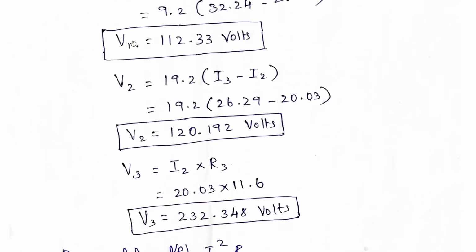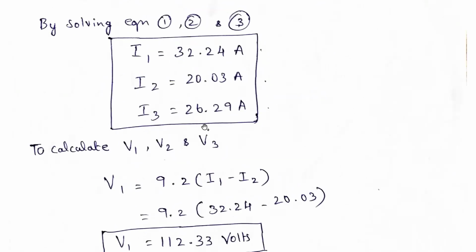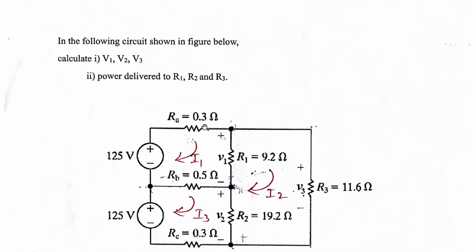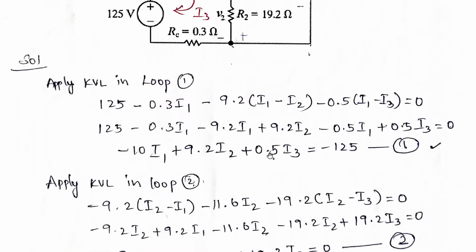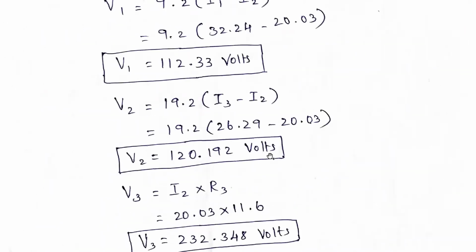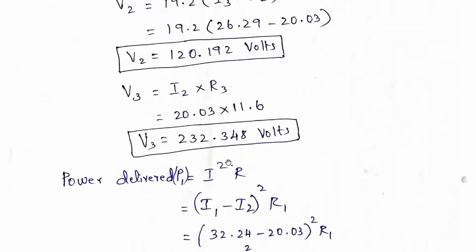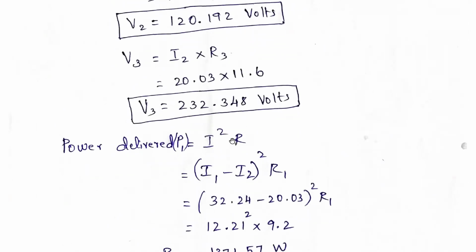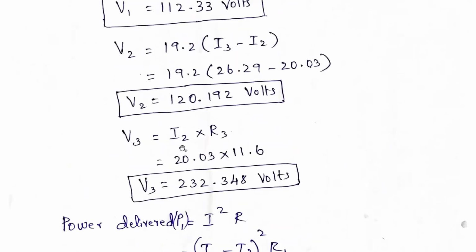Now one part is over. We found out V1, V2 and V3. Now we need to find out P1, P2 and P3, that is, the power delivered to R1, R2 and R3. So what is the formula for power delivered? Power delivered is I squared R. So we need to calculate P1.